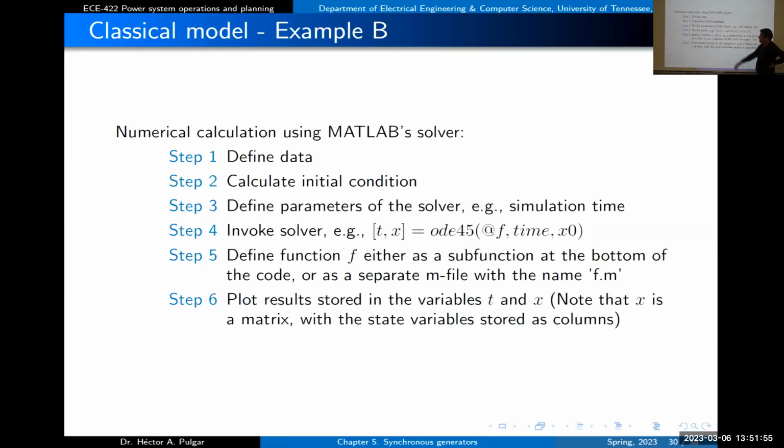And I put 6 steps. The first one is to define data. And then we're going to calculate the initial condition. If we don't have any disturbance, and today we're going to talk about disturbances, but if we don't have any disturbance, probably we can use the equilibrium point and shift it a little bit in some direction. But we're going to talk today about how we can describe a disturbance in our model.